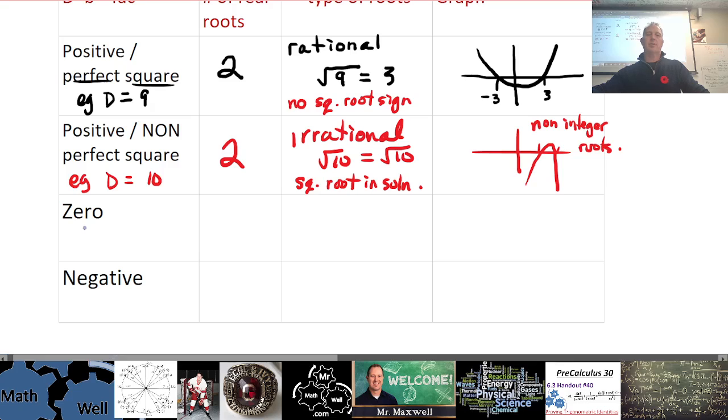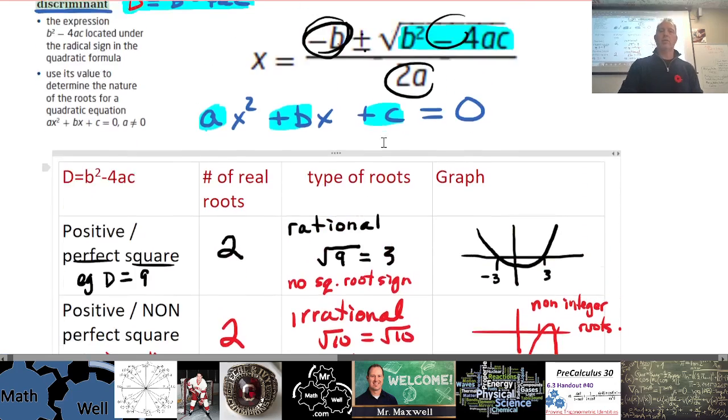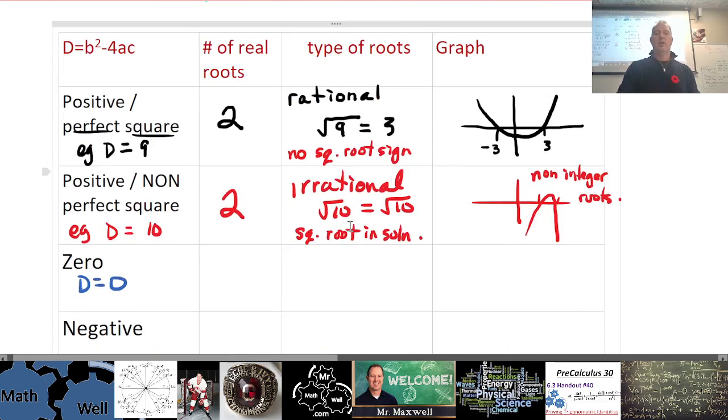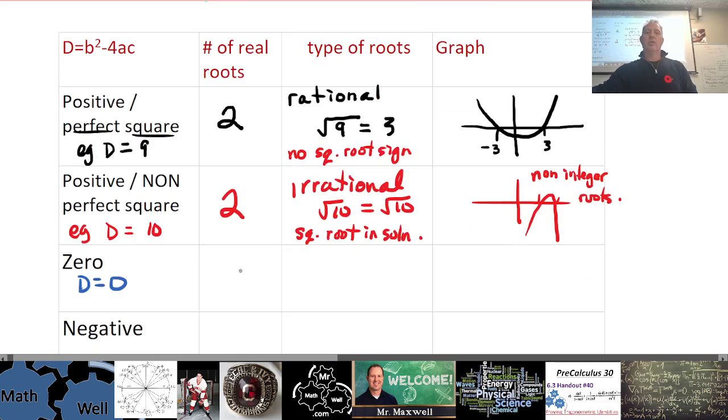Okay, 0. So what happens if the D is 0? One what? One root? Okay, so think about that. We go back up here. If this whole thing is 0, then I just have this plus or minus 0 over 2a. So it's just really negative b over 2a. Yeah, you're right. So how many real roots? There's going to be one real root.